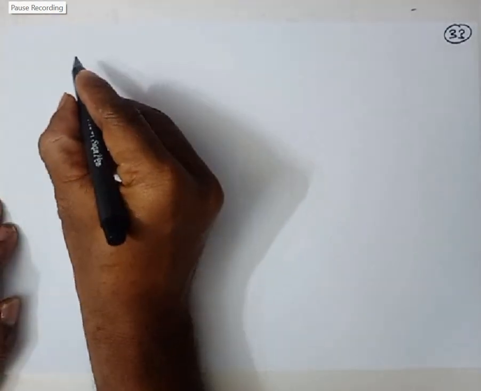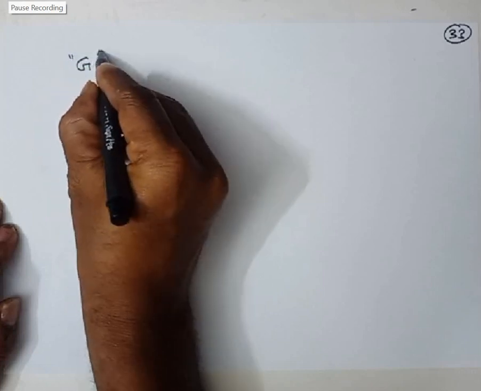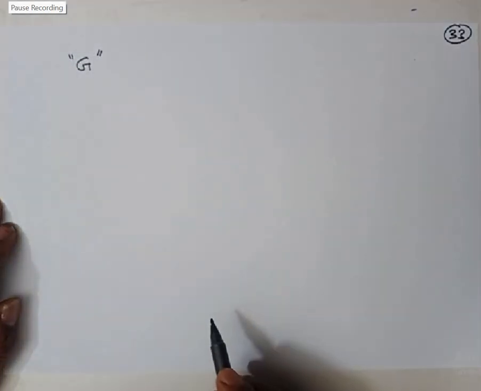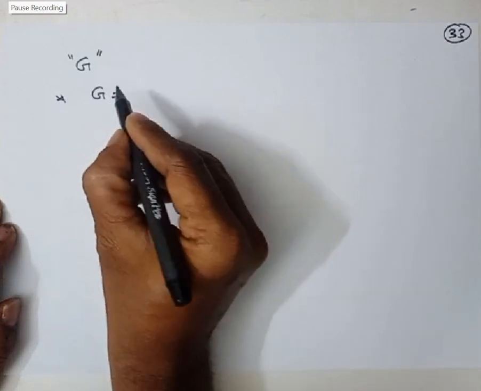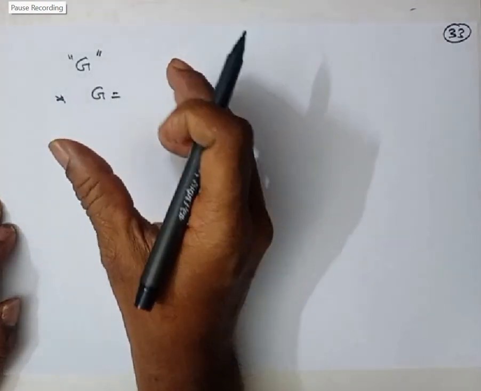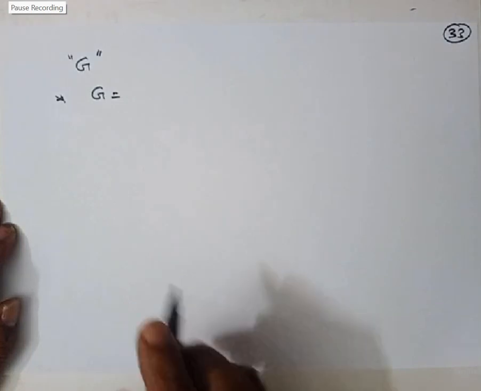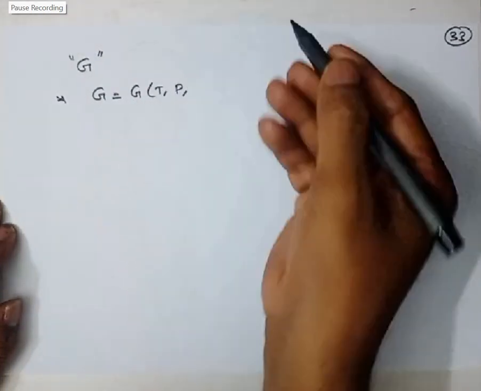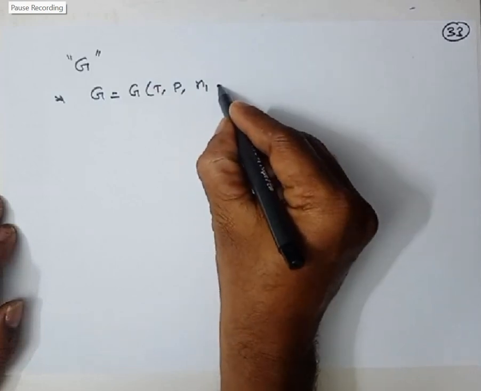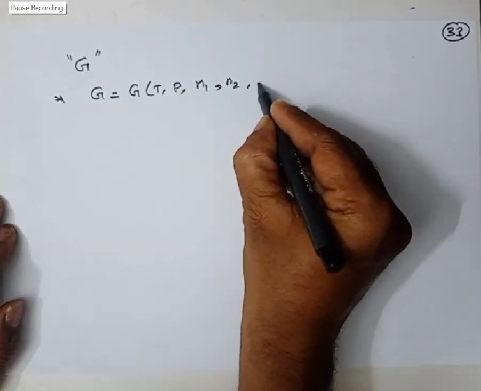Yeah, observe this carefully. Now I am going to take a specific extensive property, say G, Gibbs free energy. And you know very well, Gibbs free energy for an open system containing multiple components is a function of temperature, pressure, number of moles of component 1, number of moles of component 2, etc.